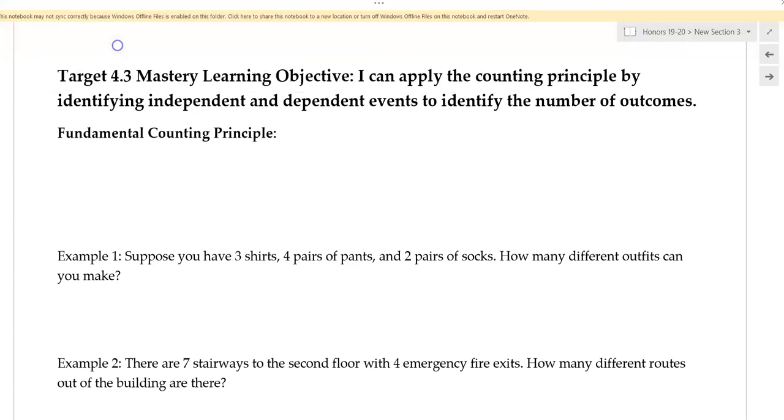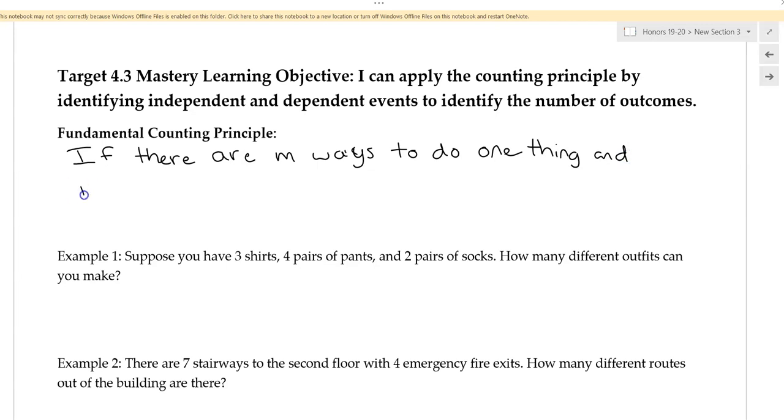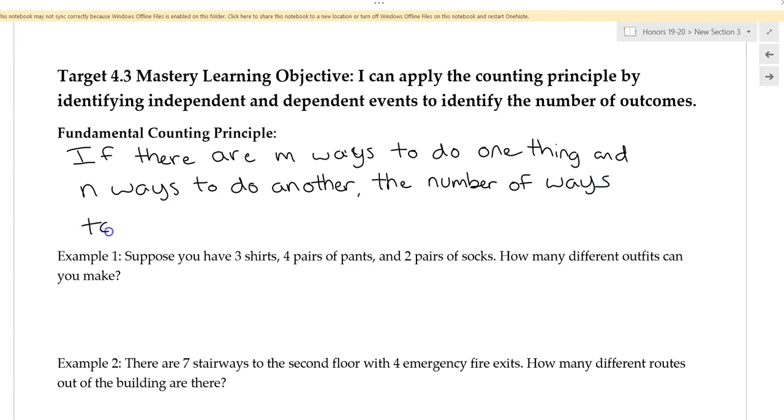So, our fundamental counting principle states, if there are m ways to do one thing, and n ways to do another, the number of ways to do both is m times n.